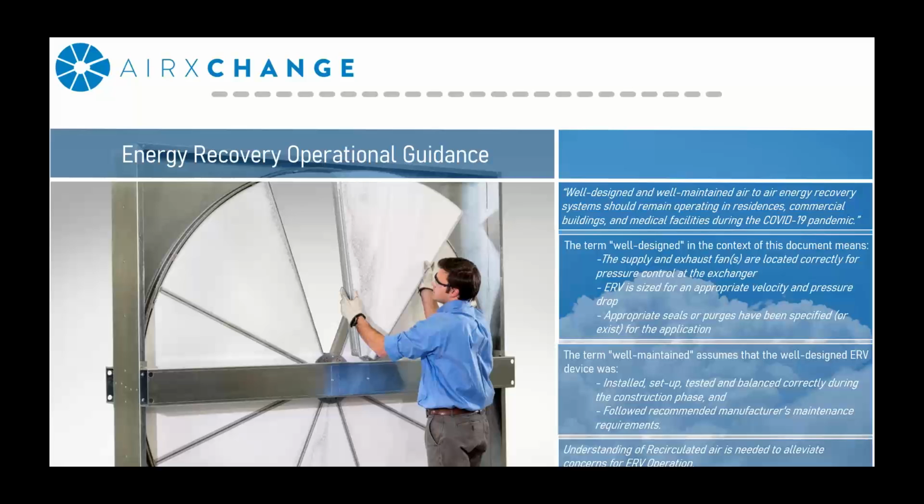Well, according to the HVAC community, well-designed refers to proper fan location and operating pressures, that the ERV has been sized with proper velocity and pressure drops in mind, and that the seals have been selected for the specific application. Well-maintained means that the system was installed, tested and balanced appropriately, and the building operators have been following the manufacturer's recommended maintenance procedures. And in order to minimize concern for any carryover or minimize the recirculation, as the core recommendation was, we're going to discuss that in the next couple of slides in more depth.